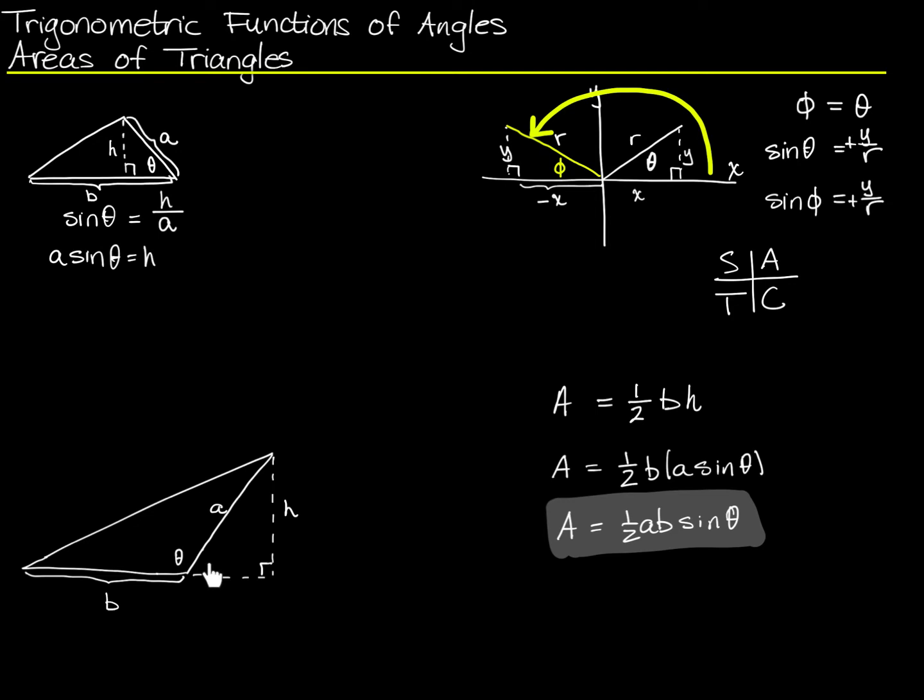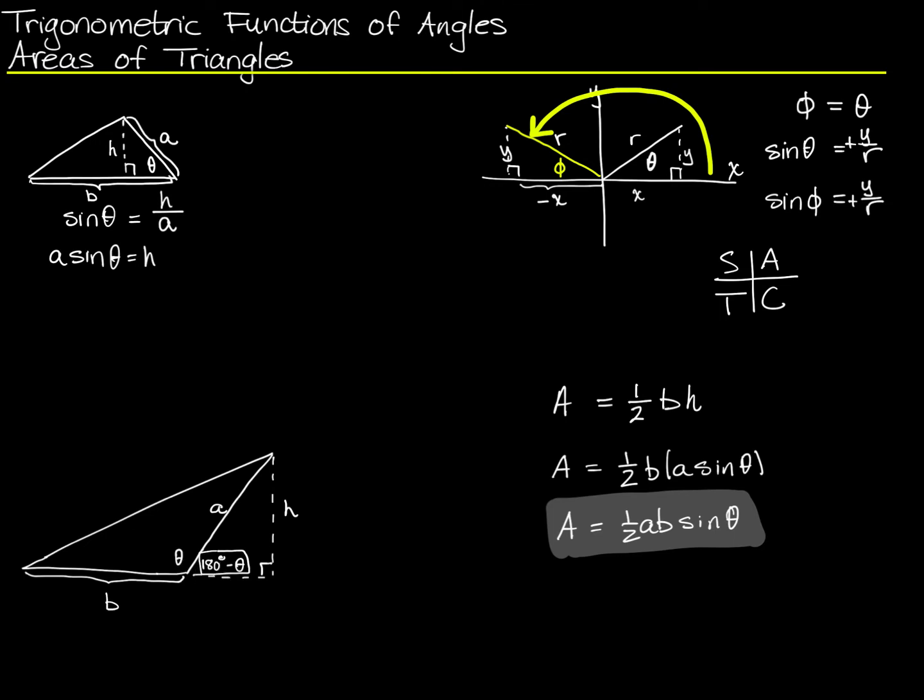That means this angle right here is 180 degrees minus theta. That's its size. That's the size of that angle. So no matter how big this angle is, this angle is going to be 180 degrees minus that one.